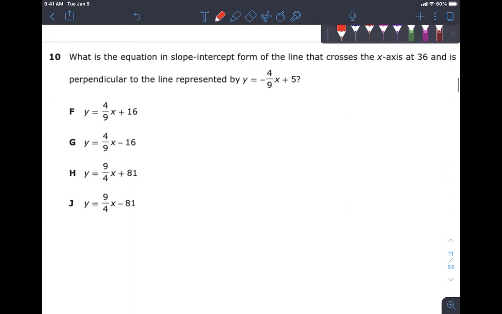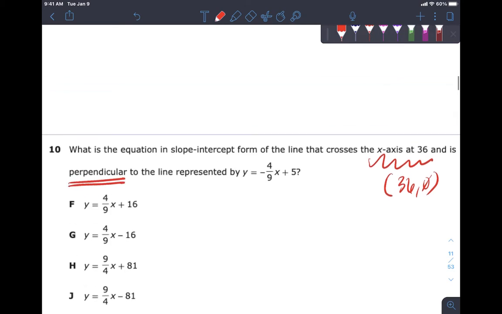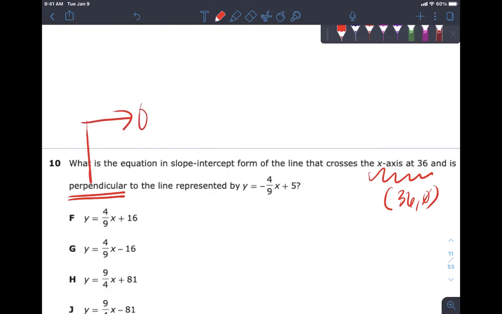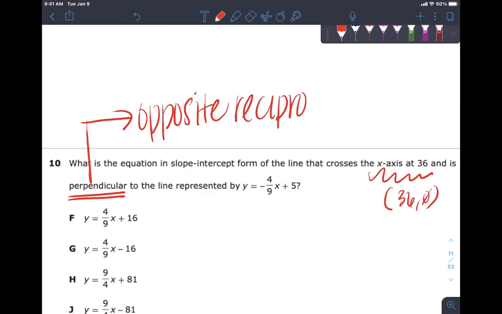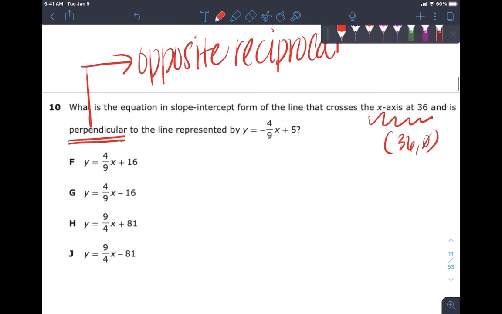All right, number 10. So what is the equation in slope-intercept form of a line that crosses the x-axis at 36, that is its x-intercept, and is perpendicular to that line? Perpendicular means opposite reciprocal. So I'm going to take my slope, flip it upside down, change the sign.